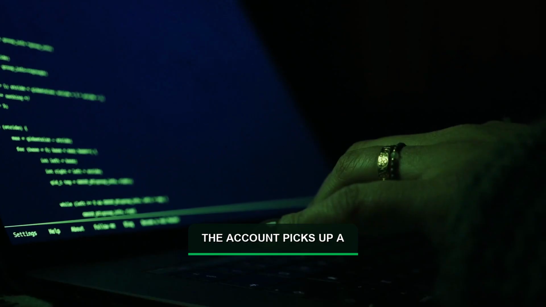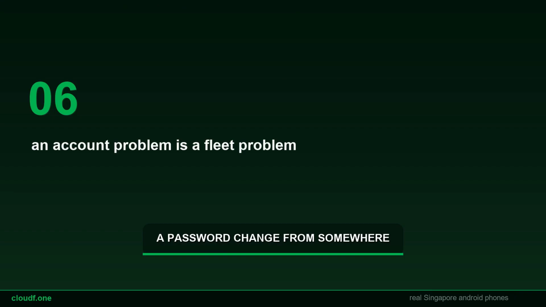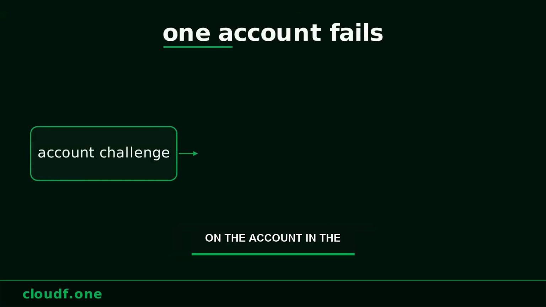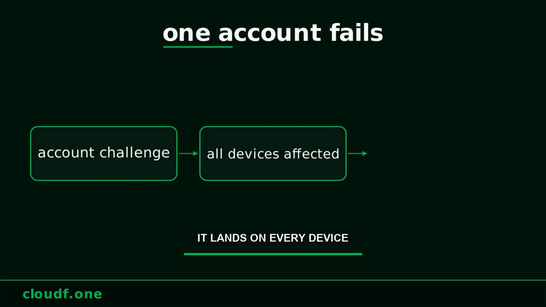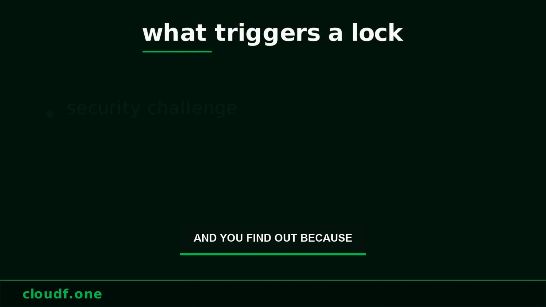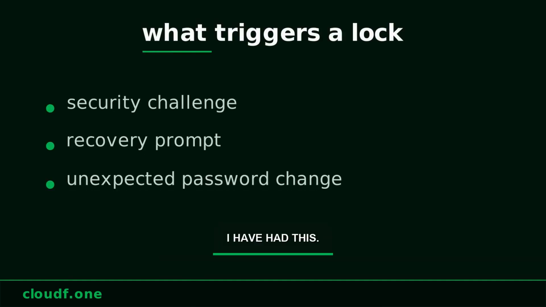The account picks up a security challenge, a recovery prompt. A password change from somewhere unexpected. A lock because something looked odd at 3 in the morning. That does not land on the account in the abstract. It lands on every device signed into it simultaneously, and you find out because a batch of phones stops working inside the same minute. I have had this.